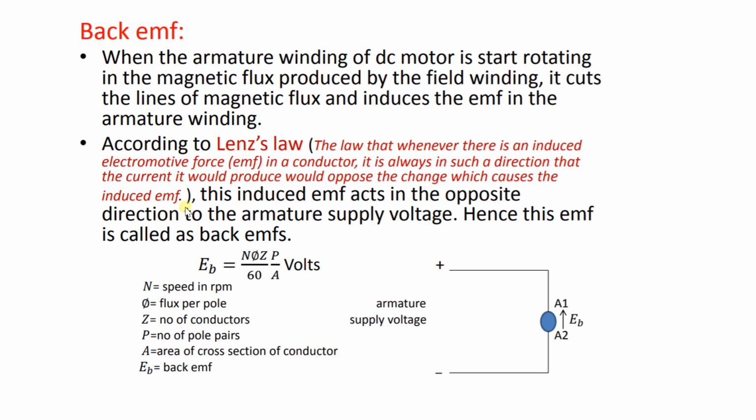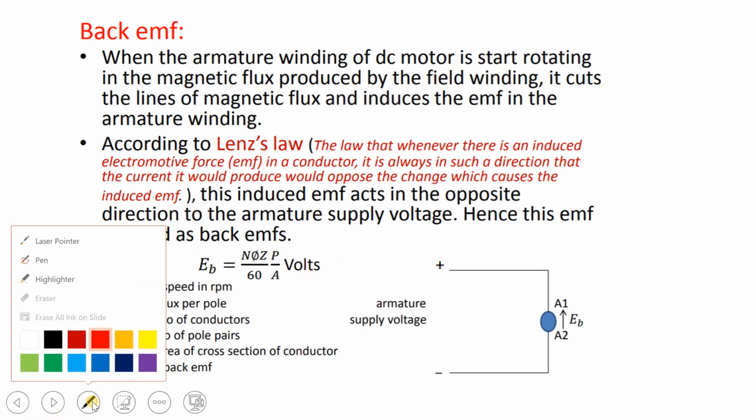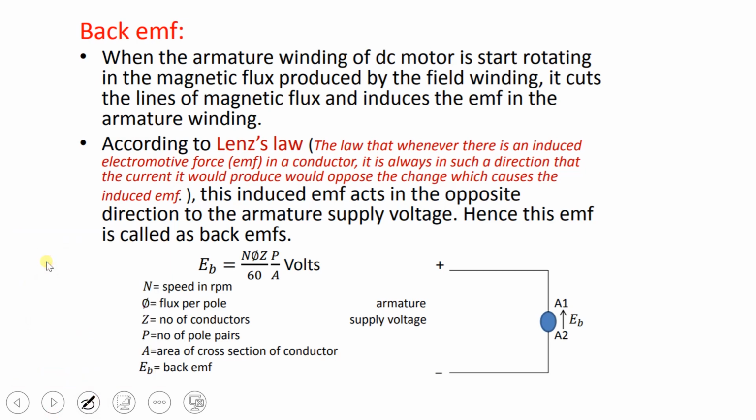So, the EMF produced opposite to the armature supply is called back EMF, and this is the formula for back EMF. N is the speed in RPM, phi is the flux per pole, Z is the number of conductors, P is the number of poles, A is the number of parallel paths, and EB is the back EMF.